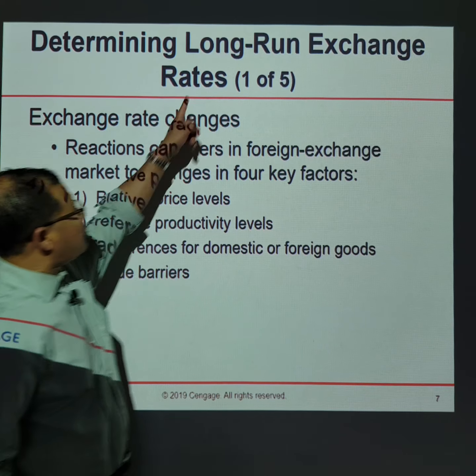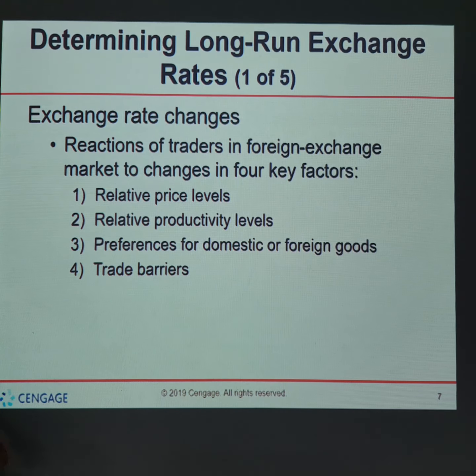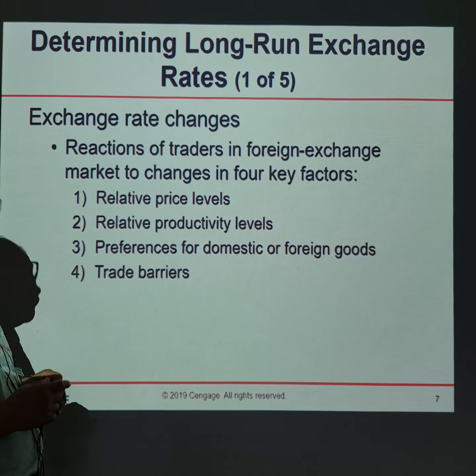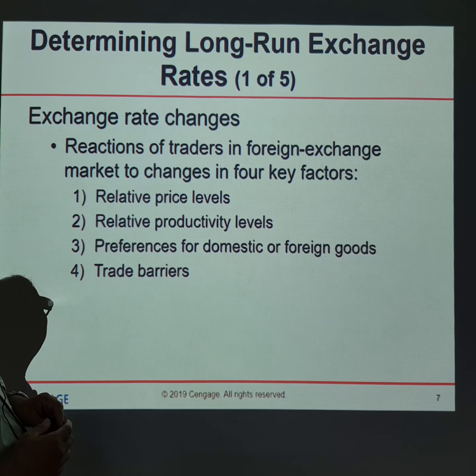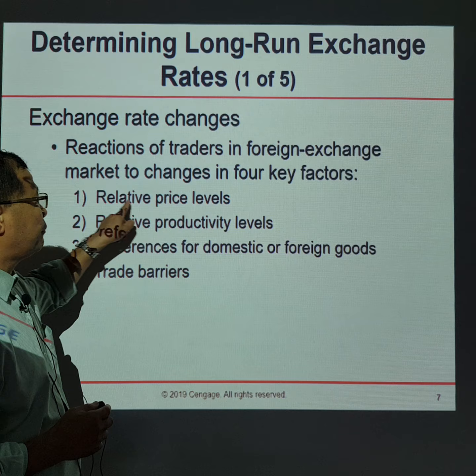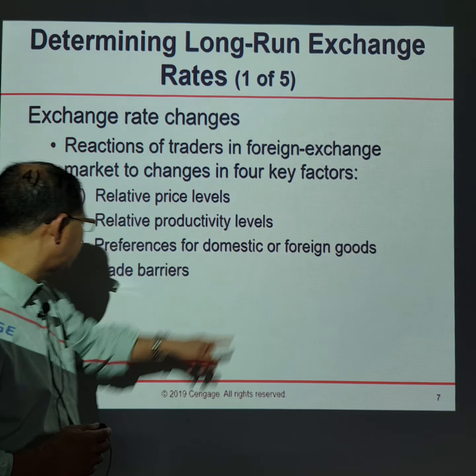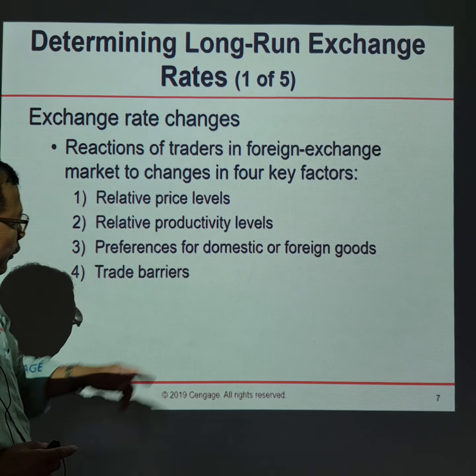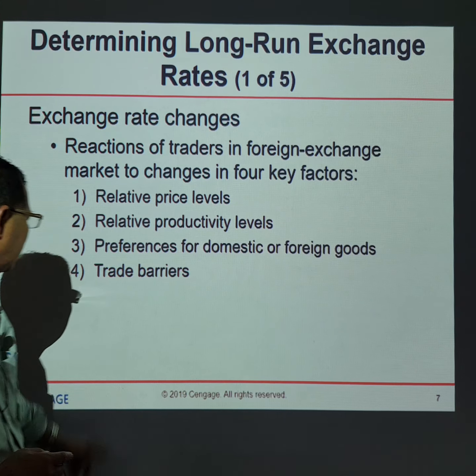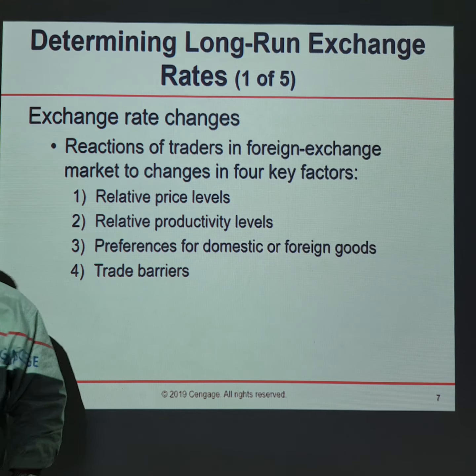Now, in the long run, what are the factors affecting exchange rates in the long run? Number one, relative price levels. Number two, relative productivity levels. Number three, preferences for domestic or foreign goods. Number four, trade barriers.